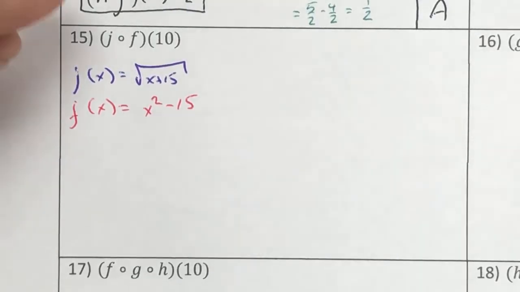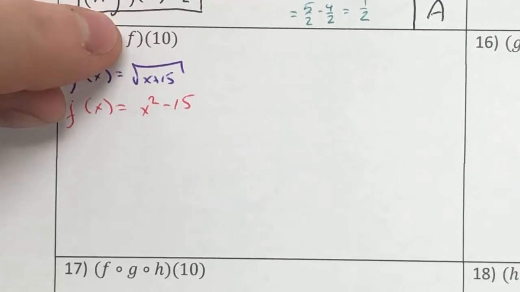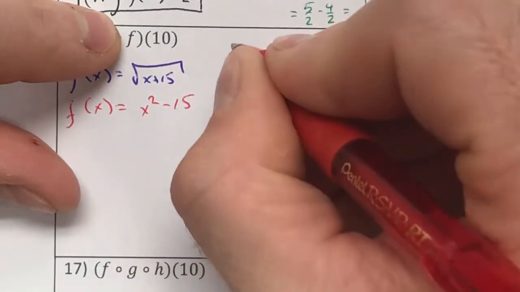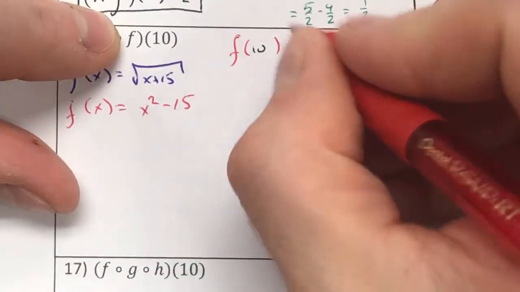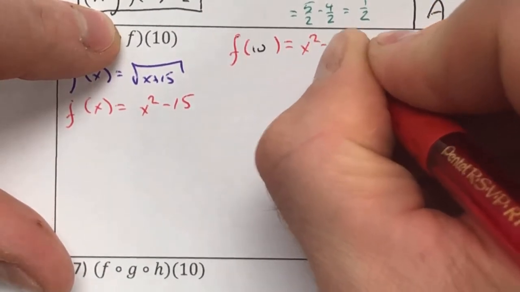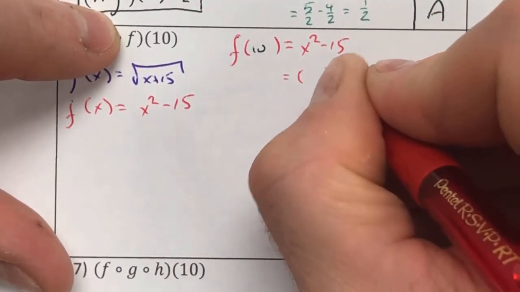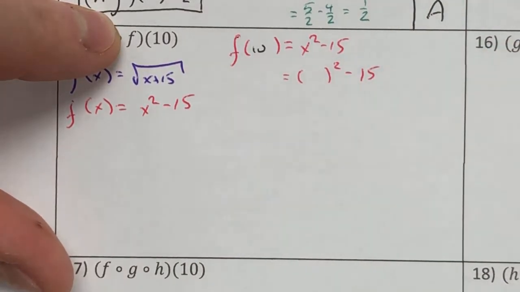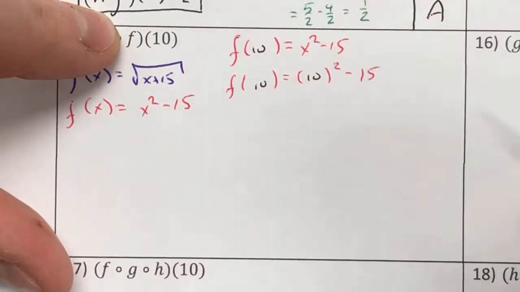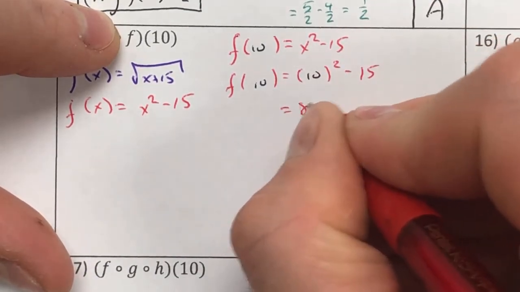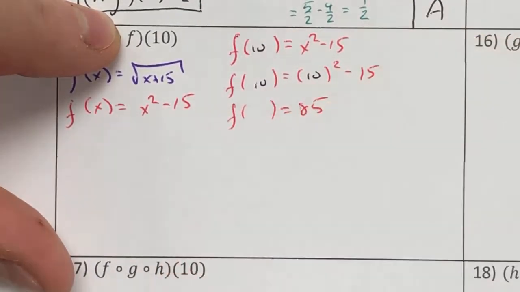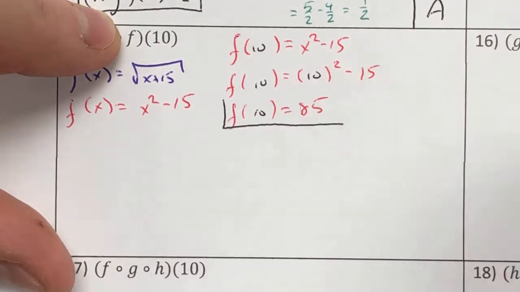Okay. So as we walk through this, I'm going to take the value of 10 and plug that into f. So I'm going to jump immediately into the f and say, hey, I'm plugging 10 into that. f of x is x squared minus 15, which means I'm plugging 10, squaring it, and taking away 15. So 10 squared is 100. 100 minus 15 is going to be 85. So f of 10 is 85, that's my first answer.